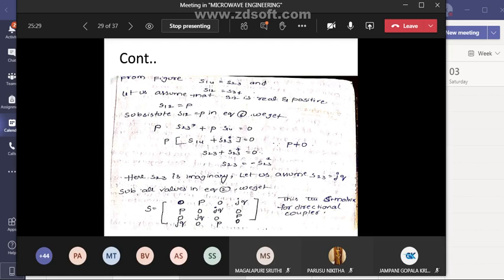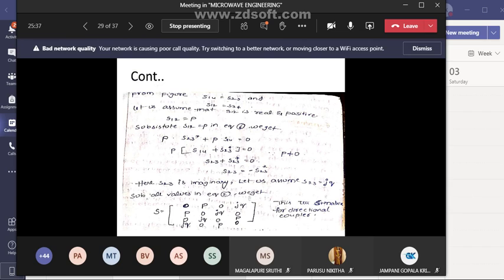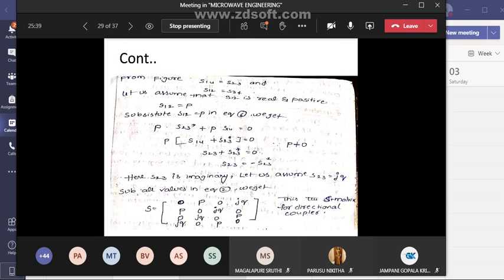Substitute all these values in equation 2. We get S equal to, so 0 P 0 JQ, P 0 JQ 0, so 0 JQ 0 P, JQ 0 P 0. So it is the S matrix for the directional coupler. Okay.